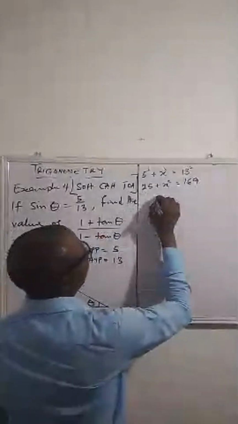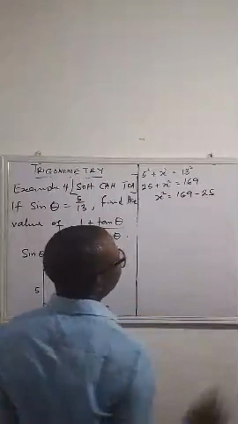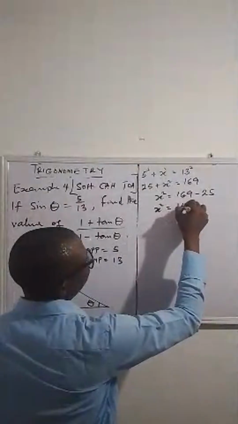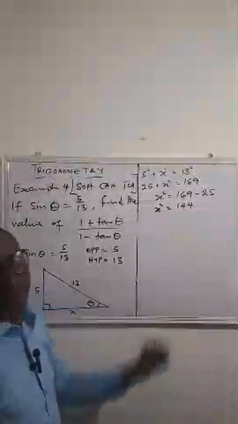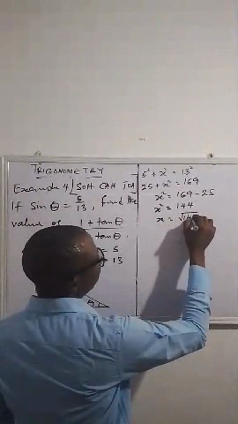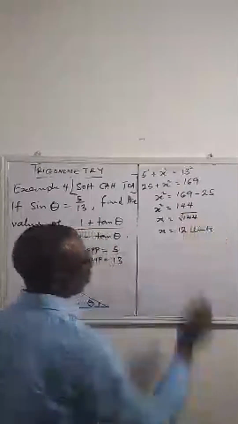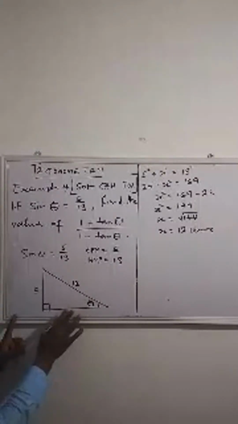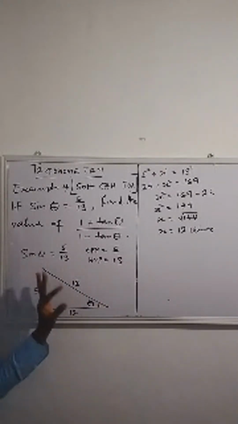So if you do that, you have x squared equals 169 minus 25. Okay, and that gives you x squared equals 144. All right, so you can take the square root of both sides. So when you do that, you have x equals the square root of 144. So x will be equal to 12 units. Okay, so that's what we have. So that means in this right angle triangle, x is 12.